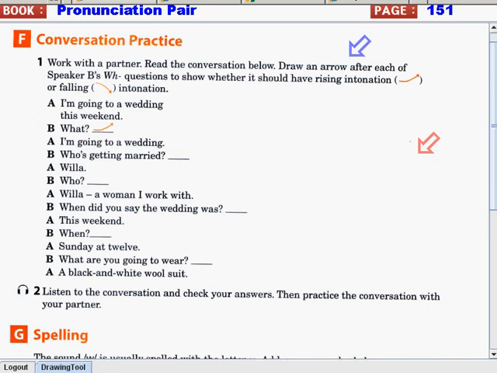Okay guys, are you ready with your answers? Wow, that's great! A while ago, I asked you to do the conversation practice exercise. Direction: work with a partner. Read the conversation below. Then draw an arrow after each of the Speaker B's WH questions to show whether it should have rising intonation or falling intonation. The first one is already done for you. Now, let's answer the following.